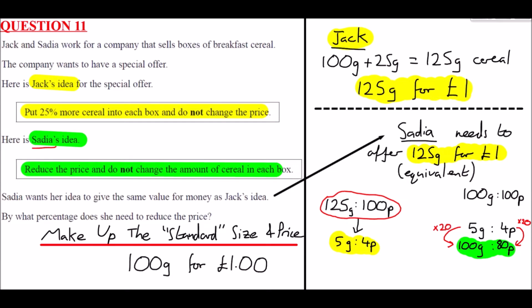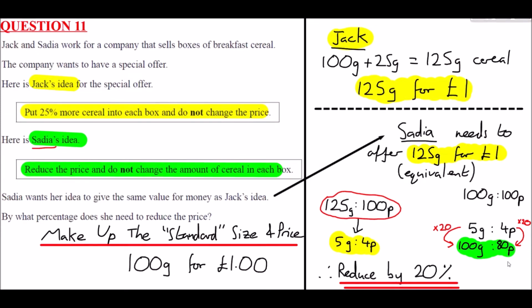She's knocked 20p off each pound, therefore she needs to reduce it by 20%. Sadia needs to offer a 20% reduction. And the reason for that is 100p needs to go down to 80p, and the percentage change is always based off the original. So based off the original price of 100, 20p gets knocked off. 20p as a percentage of 100, 20p over 100 is 20%. So that's all we need to do for that one. Quite an awkward question, I think, but make of it what you will.